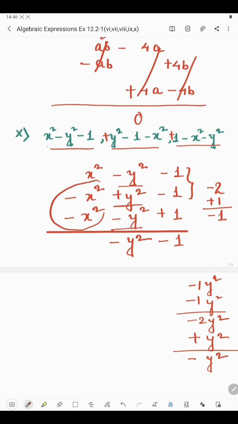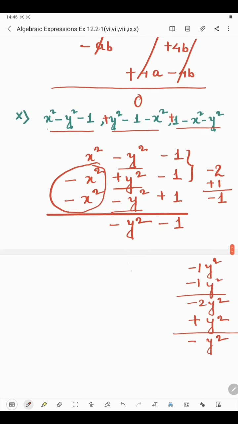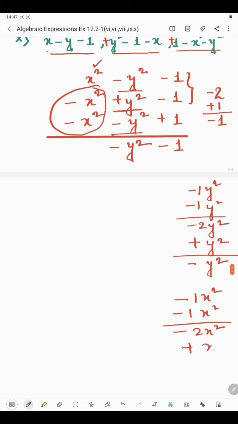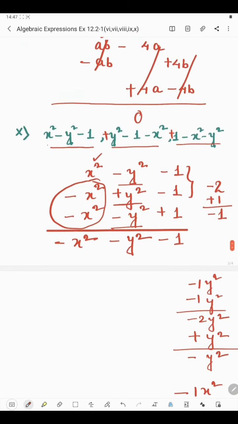Now similarly here these two are having similar sign, right? So coefficient of x square is 1, so minus 1 x square minus 1 x square, what will be minus 2 x square, and then we have plus x square. Now 1 plus and 1 minus, so we will have to do subtraction. So 2 minus 1 is 1 x square, right? But we don't write 1 x square, we'll write x square, and since sign of 2 is greater here, so it will be minus x square. Okay, so answer of the last part will be minus x square minus y square minus 1.